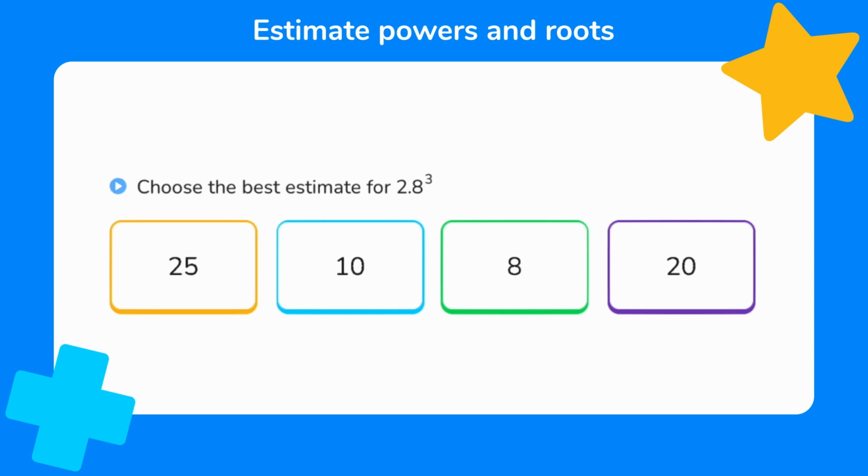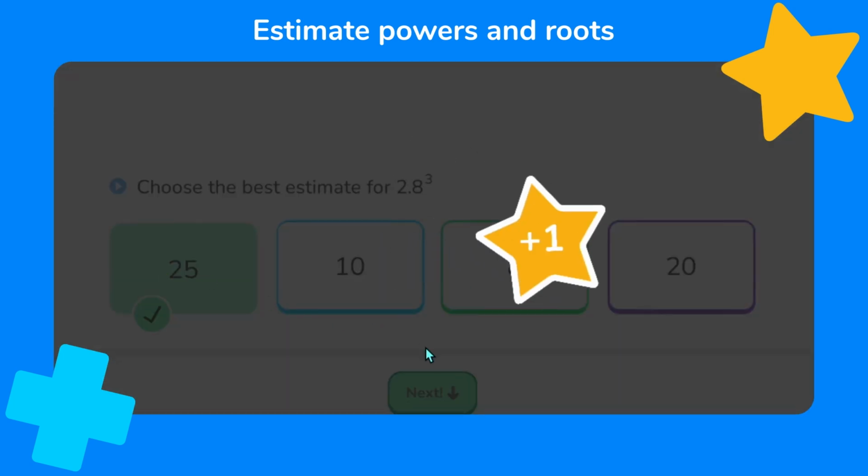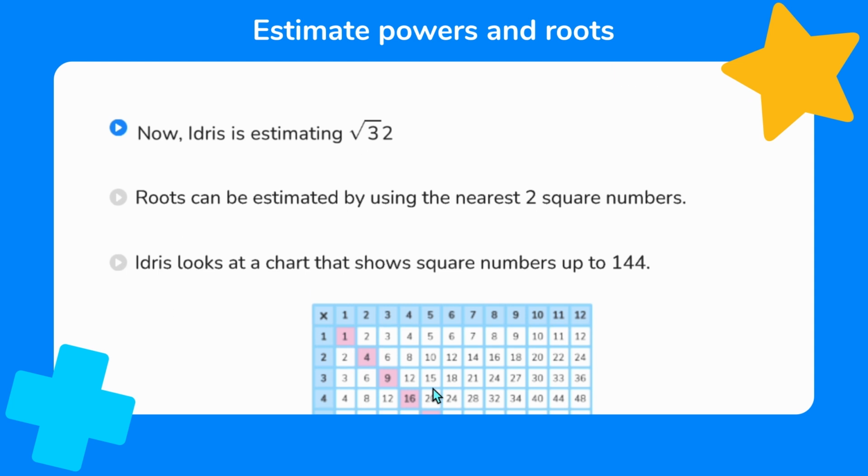Okay, now we need to choose the best estimate for 2.8 cubed. The options we have are 8, 10, 20 and 25. And from the work that we've already done, we know it's going to be a number that's close to 27. So I'm going to discount 10, 8 and also 20. So that leaves us with 25. Let's try that one. Great stuff.